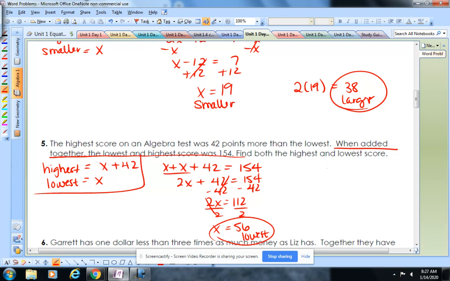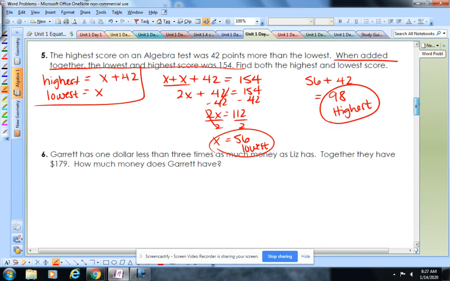So how do I get the highest score? Very good. You plug it in. And what is 56 plus 42? 98 is the highest. That sounds about right for test grades. And you can check them by adding those two numbers and see if it equals 154. And I believe it does. All right, flip to the next problem on the back.